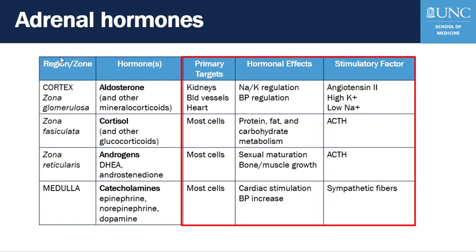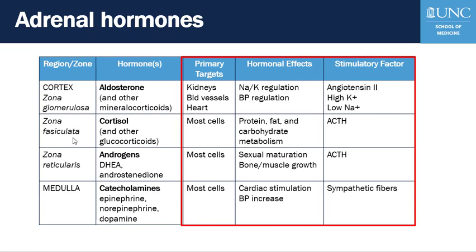This shows a table of the same information we just discussed and also expands on that information. So note that the adrenal cortex is divided into these three zones, and the zona glomerulosa is responsible for aldosterone production. Aldosterone is the main type of mineralocorticoid produced, although there are some other intermediaries produced in the glomerulosa.